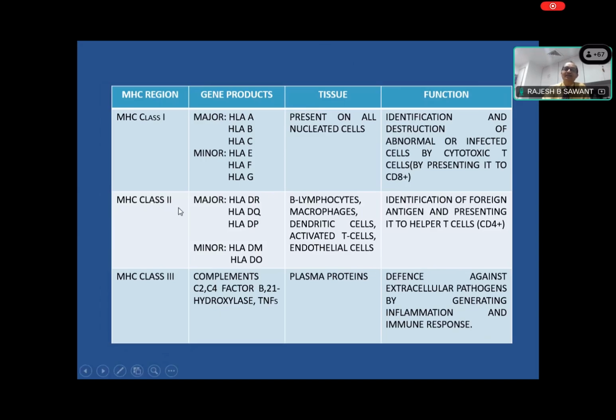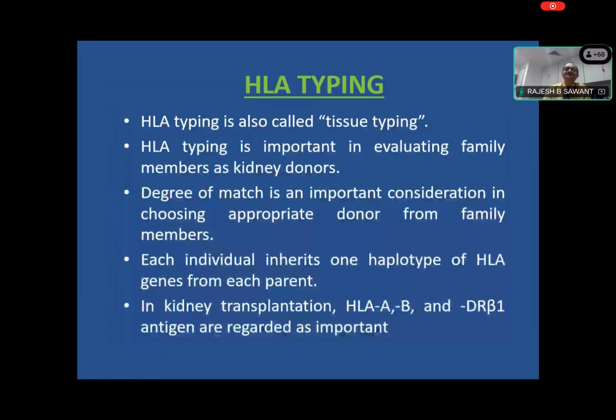Whereas HLA class 2 will include HLA DR, DQ and DP, and there are some minor like HLA DM, HLA DO, etc. Now these are typically present on B lymphocytes, macrophages, dendritic cells, activated T cells and endothelial cells, and they do the function of identification of foreign antigen and presenting it to the helper T cells, which are CD4 positive cells, right? So HLA typing is also known as tissue typing and it is important.